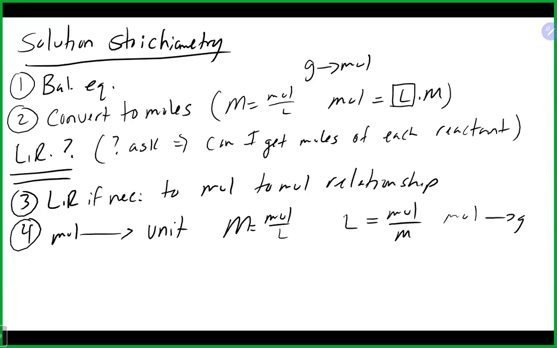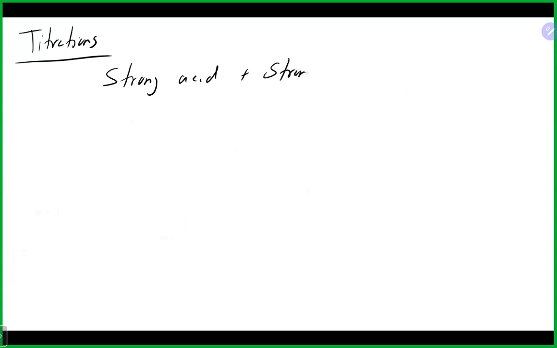Now, we talked about basic solution stoichiometry problems. We also talked about, and we did some experiments the other day with titrations. And titrations, typically what we talked about were acid-base titrations. So remember that if you take a strong acid and a strong base, you will form two things. You will form water and a salt.